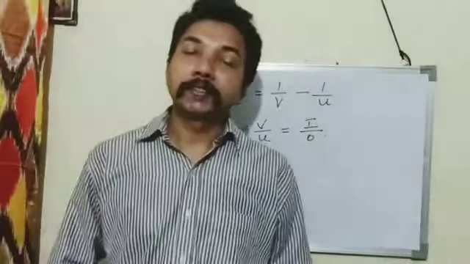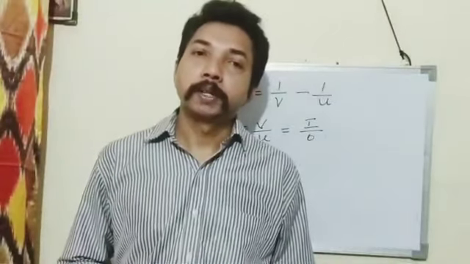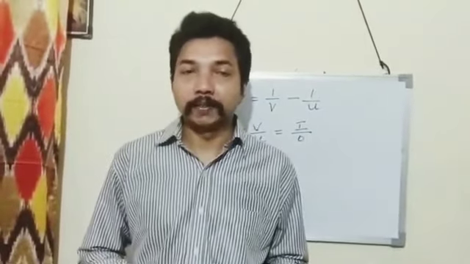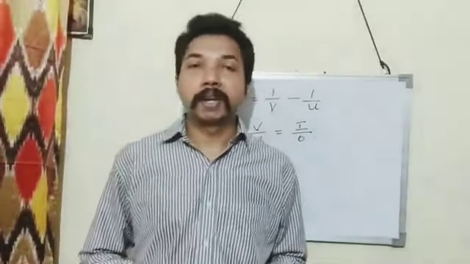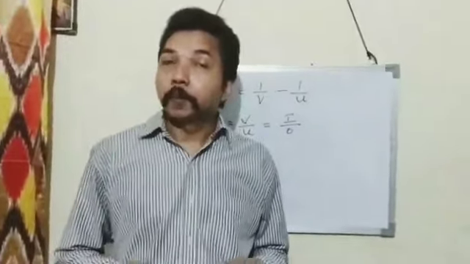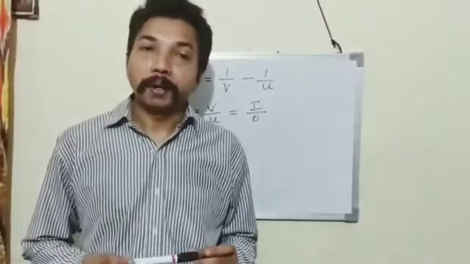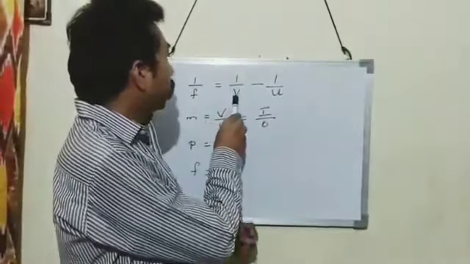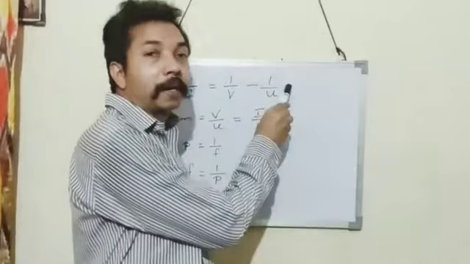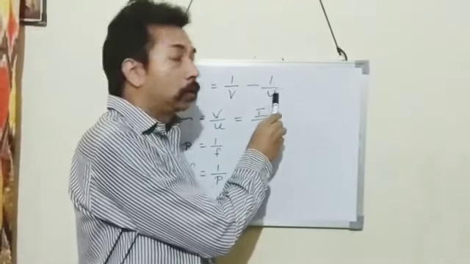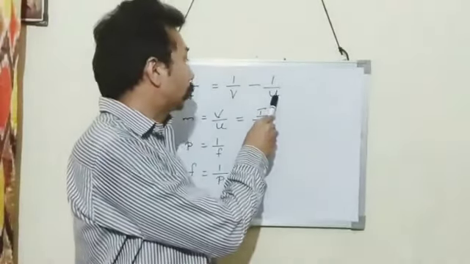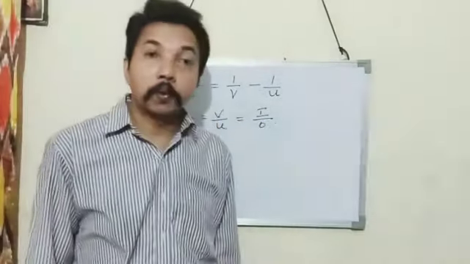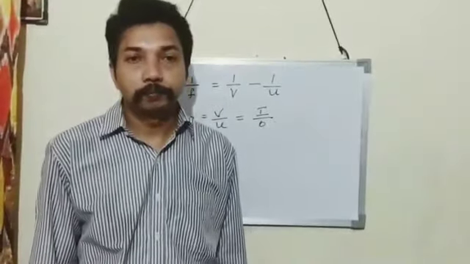Today we discuss the numericals of chapter 5, refraction of light through a lens. The important formulas needed for solving the numericals of chapter 5 are 1 upon f is equal to 1 upon v minus 1 upon u. U stands for object distance, V stands for image distance, and F stands for focal length.